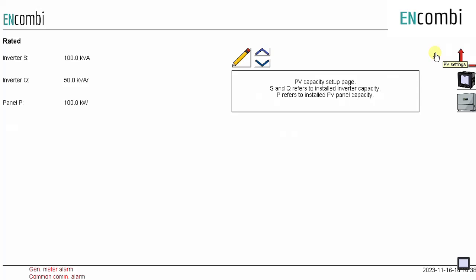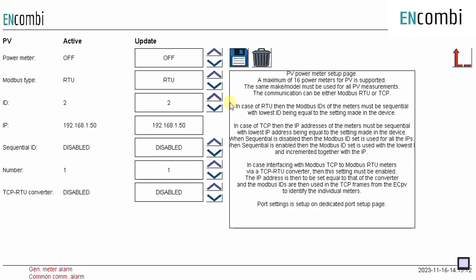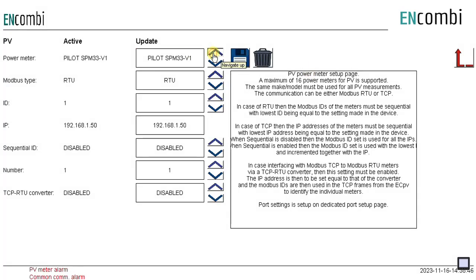Then click the power meter icon to edit power meter settings. There you have to click the edit button. Here you have to select the Pilot SPM33V1 type for IncoMe product. If you are using a different brand, use this arrow button to find your power meter type. IncoMe supported power meters are found on this list.